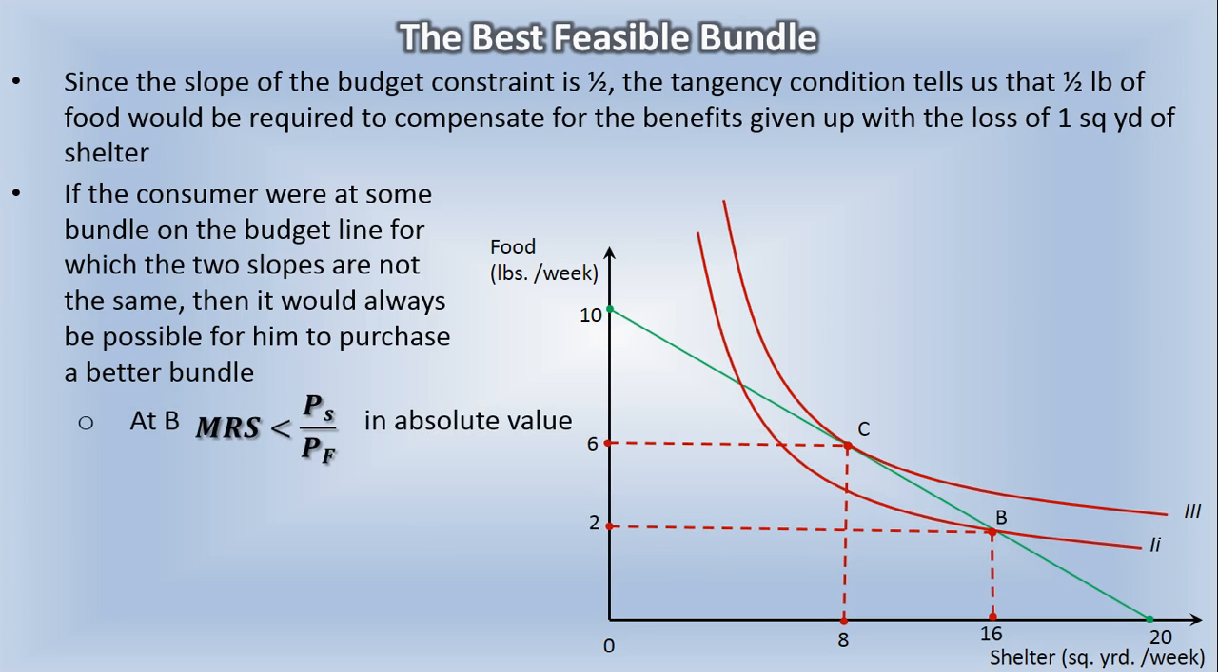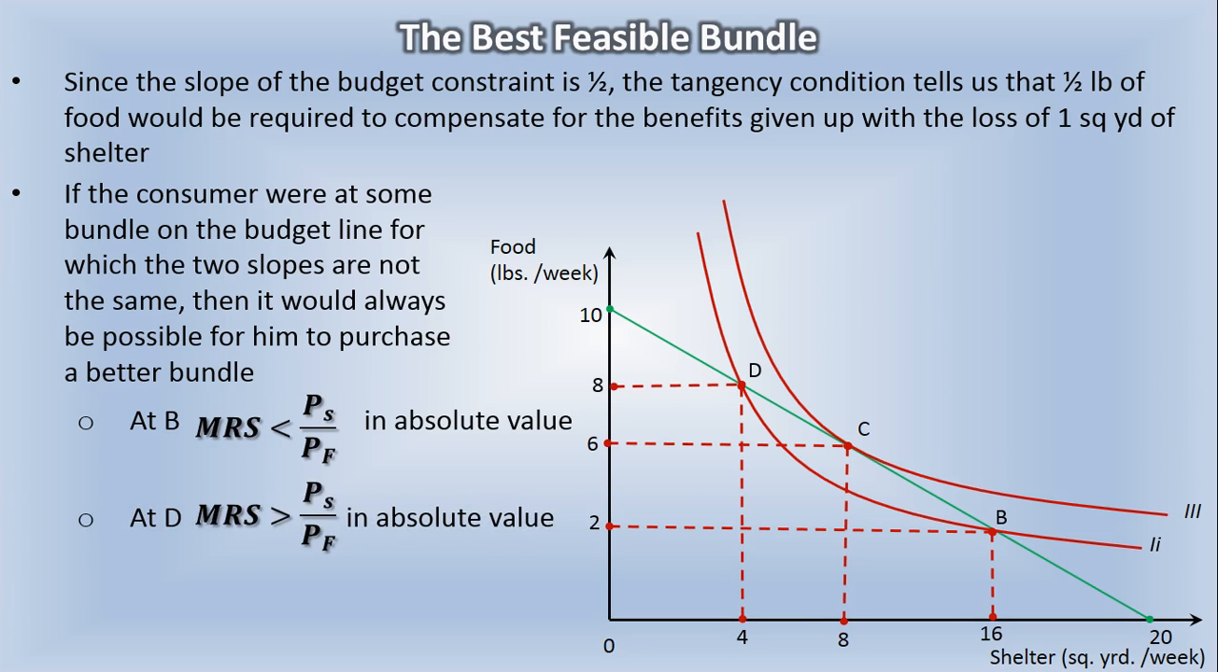So let's say we were at point B. At point B, we see that the slope of the indifference curve in absolute value is less than the slope of the budget constraint. Therefore, the extra benefit she gains from consuming 1 more unit of shelter is less than the cost she has to incur to consume 1 more unit of shelter, which means that she's going to want to consume less shelter until they are equivalent. So at B, the marginal rate of substitution, which is again the slope of the indifference curve, is less than the relative price or the market rate of substitution, or just the slope of the budget constraint, however you want to call it. There are different names for things.